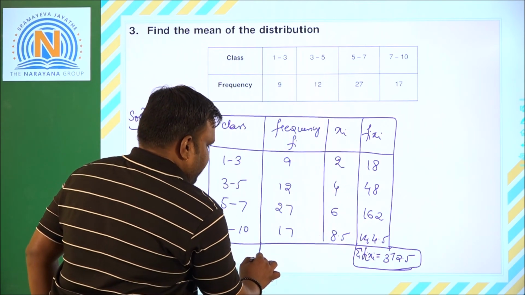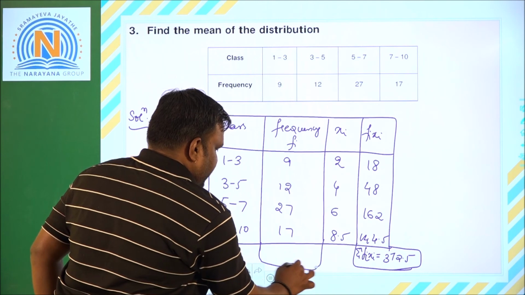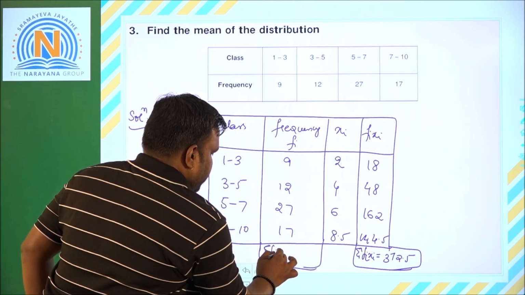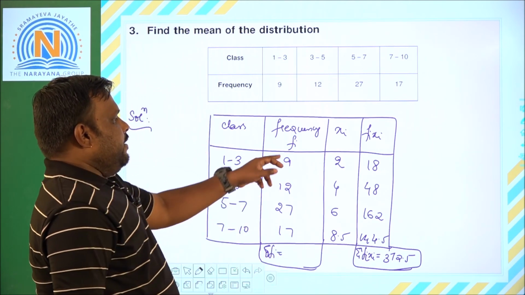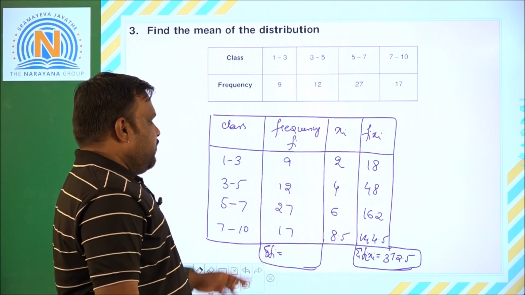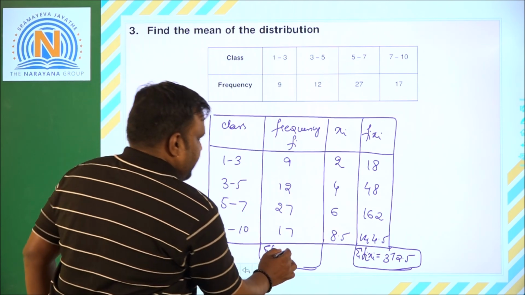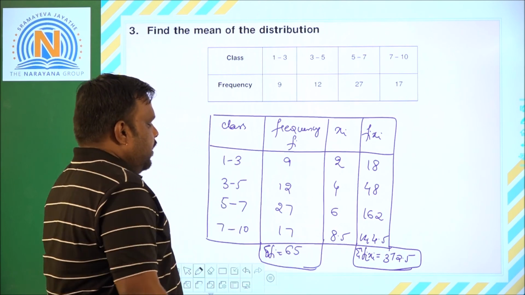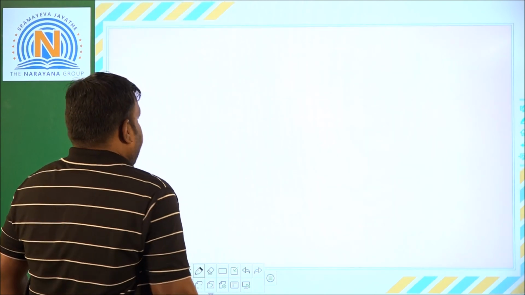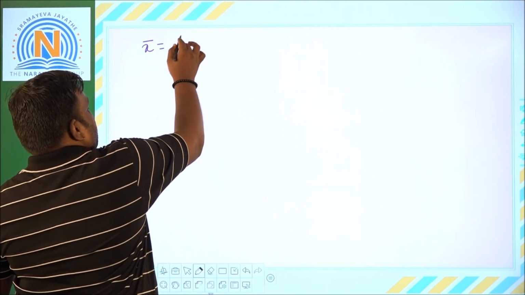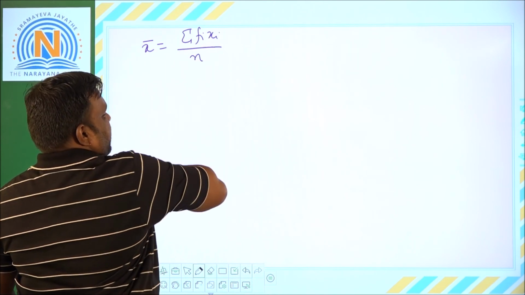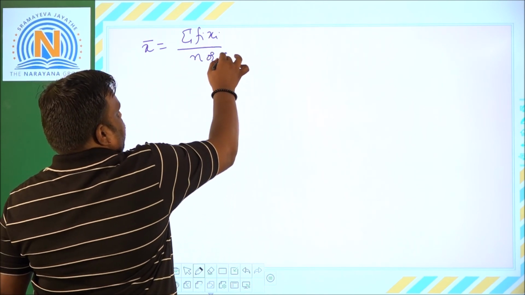And when you come to the sigma Fi part, that is the complete frequency, when you add it here, sigma Fi, or we can denote it by n. It will be 9 plus 12 is 21, 21 plus 27 is 48, 48 plus 17 will give you 65. So we got the value of sigma Fi and sigma Fi Xi. Again the same thing, x bar is equal to the arithmetic mean is equal to summation of Fi Xi by summation of Fi, or you can take it as n, both are same.